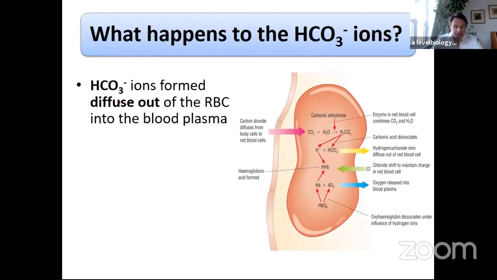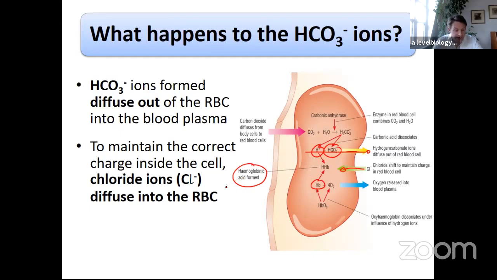So the hydrogen carbonate ions that you form, because you've made a load of them, there's lots of them. So there's a concentration gradient, so they diffuse out. Now, as you've got a lot of negative charges diffusing out, you would create an electrical gradient, so the chloride ions diffuse in to balance the loss of the negative charges. The hydrogen ions join with the oxyhemoglobin to form haemoglobinic acid, and the chloride ions diffuse back in.